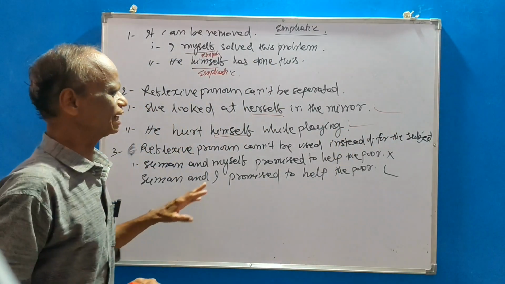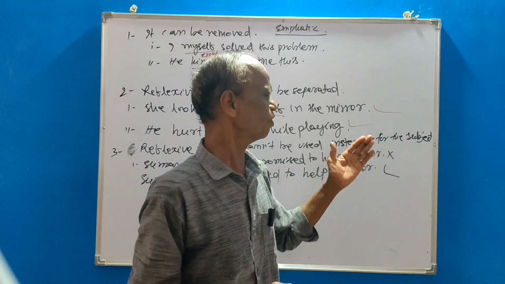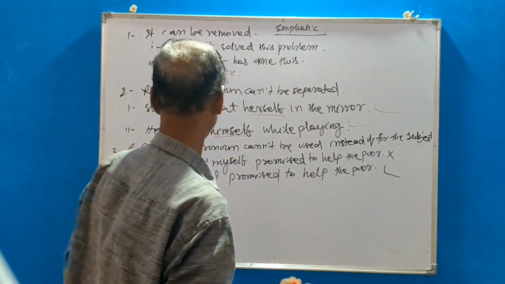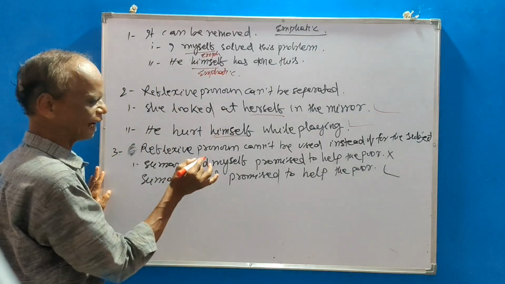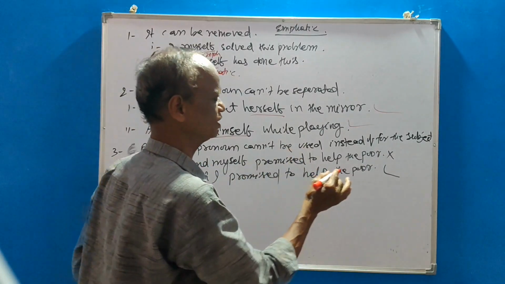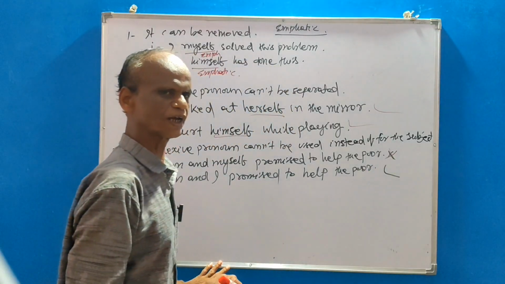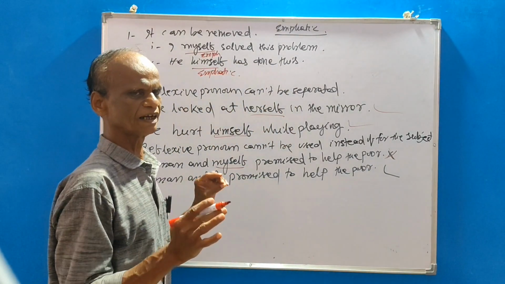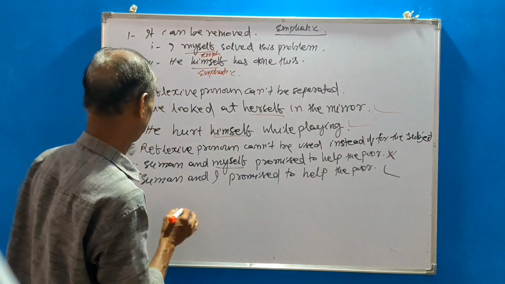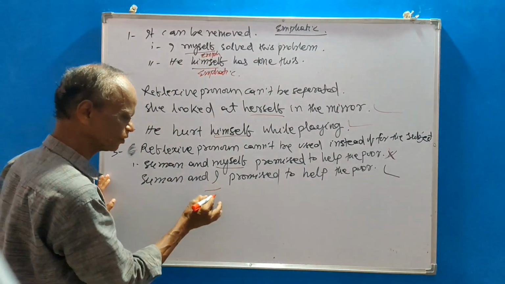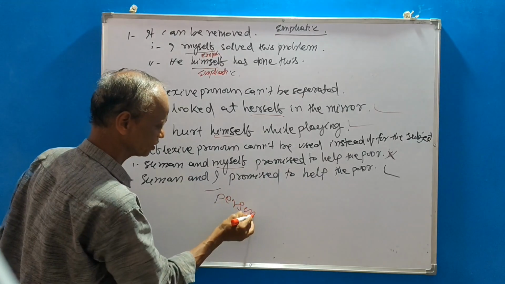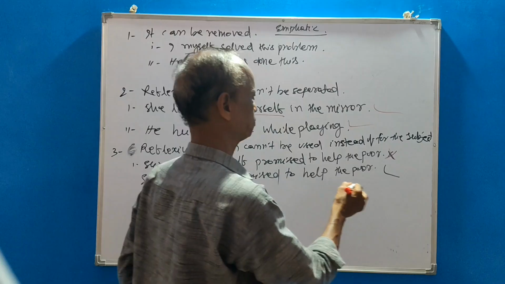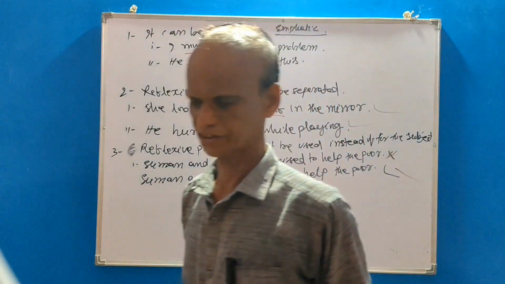Next, reflexive pronoun cannot be used instead of the subject. Example: Suman and myself promised to help the poor. It is wrong. It cannot be a substitute for the subject. Suman and I, personal pronoun. Suman and I promise to help the poor. It is correct.